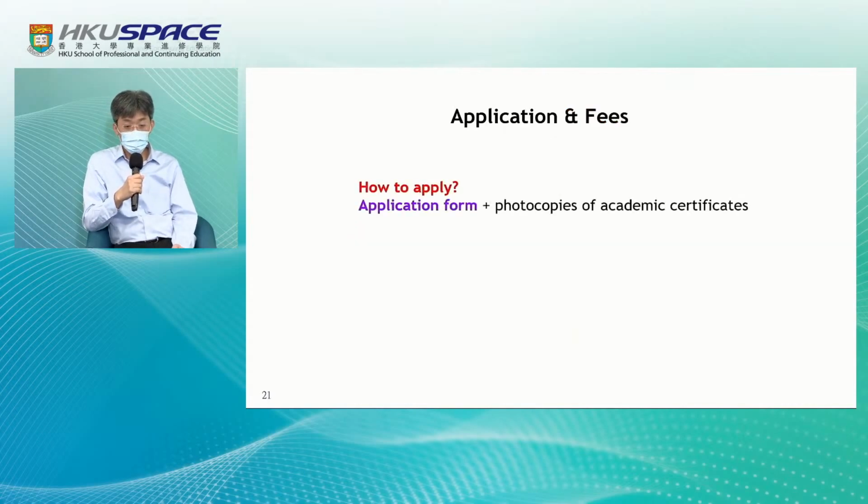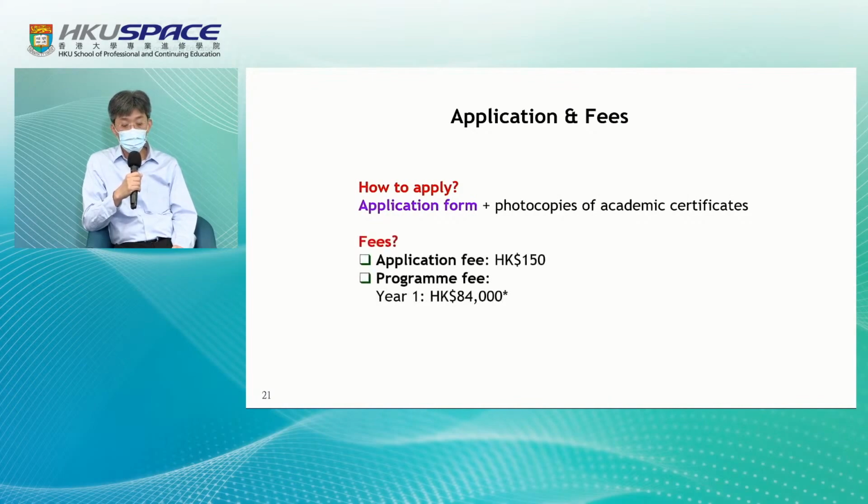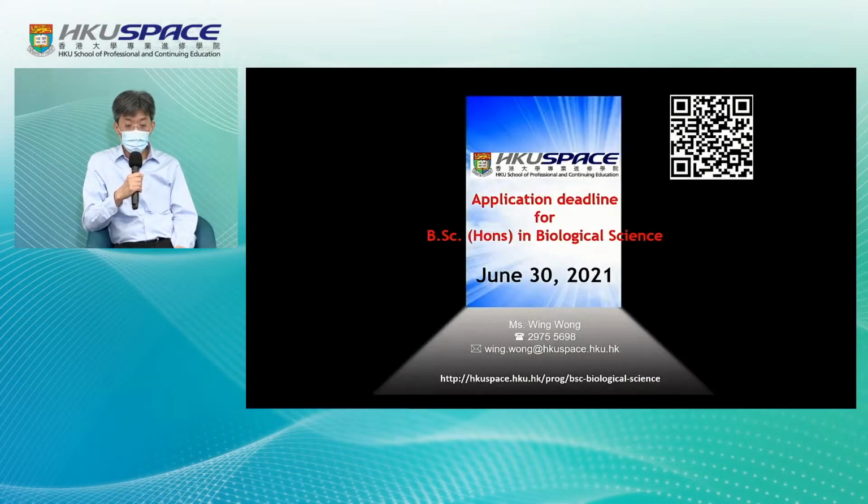So again, the application fee is 150, and for the first year the program fee is 84,000. For the second year, a little bit higher, 87,000. And again, you can apply online or download the application form, complete it and send those related documents to us. For the program fee, there are 2 installments for each year. The deadline is again at the end of the month. You can contact our supporting staff, Ms. Springmore, for further information.